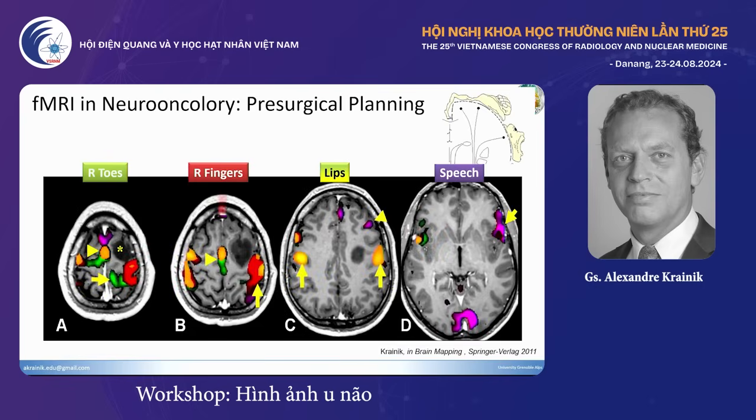So here is some illustration. You see a tumor in the left hemisphere. He has to move the right toes. You see the activation in green in the paracentral sulcus.